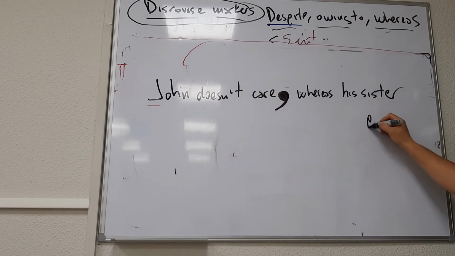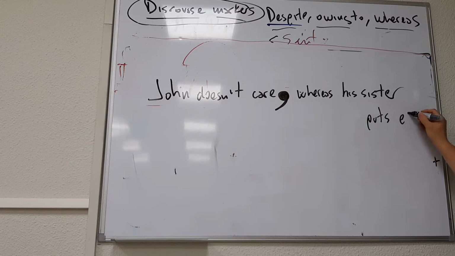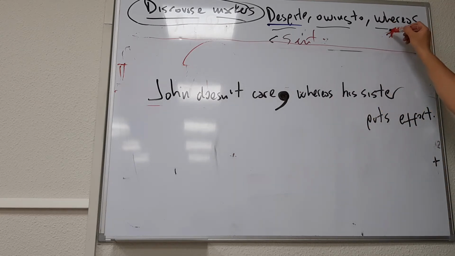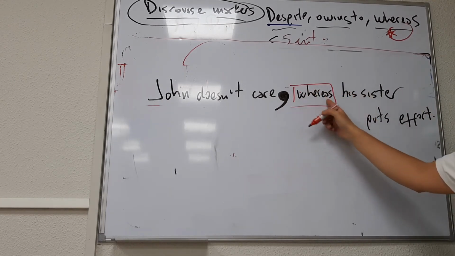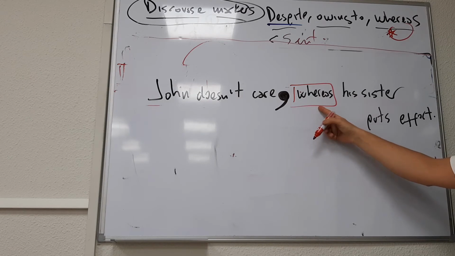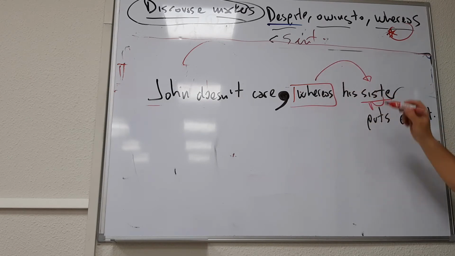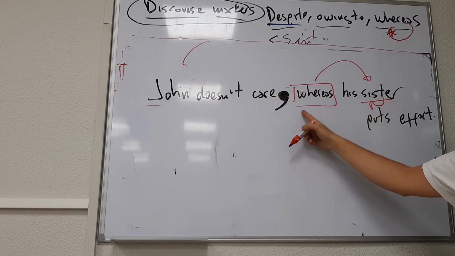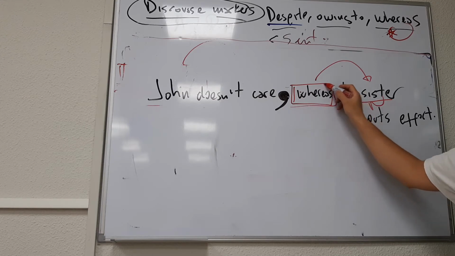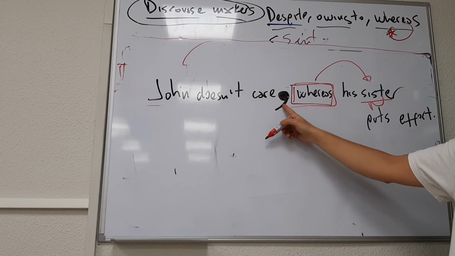Tries hard or puts a lot of effort, yeah? Puts effort into it. Okay, so where's the discourse marker here? Notice that whereas is a little different. John doesn't care, comma. Whereas his sister puts effort. What do we have after whereas? Again, a noun. Whereas his sister puts a lot of effort. Notice that in this case the comma is before the discourse marker, even though the discourse marker is in the middle. Whereas needs a comma before it.